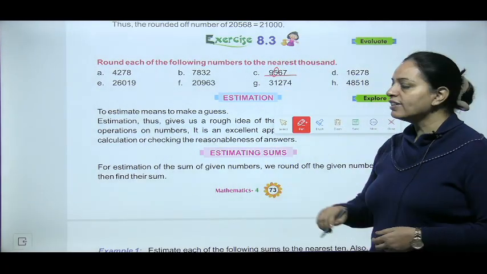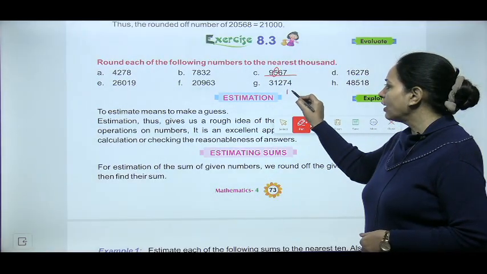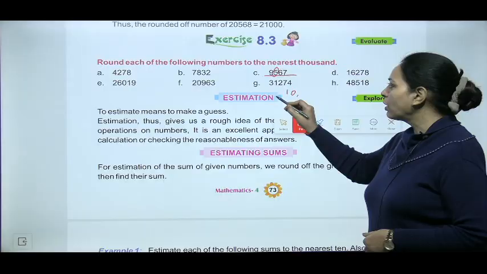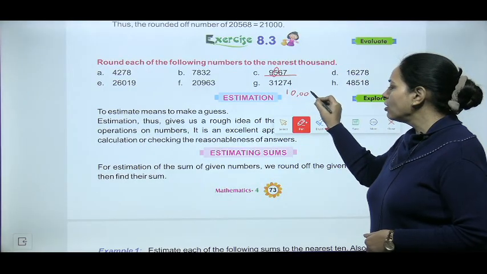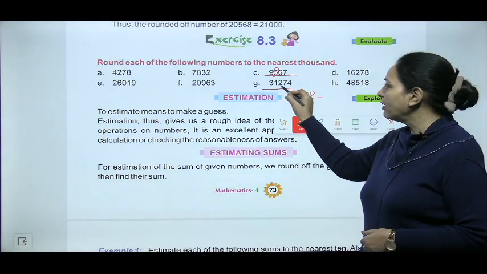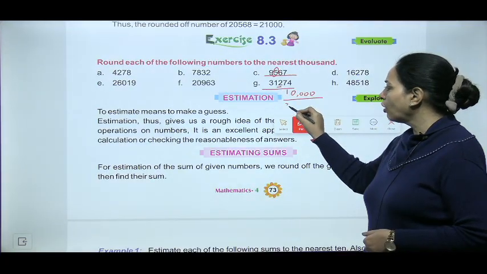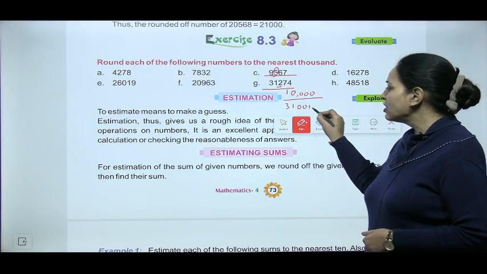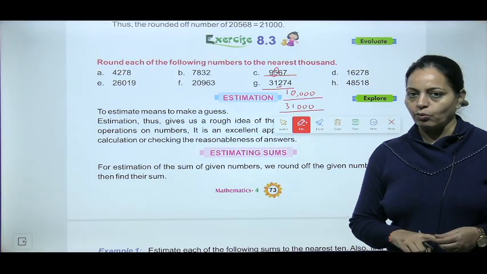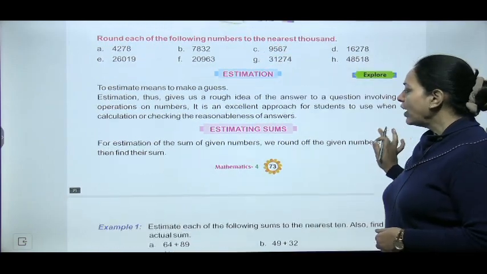9567. So 100 digit is 5 equal to 5. So change 1000 digit, increase it by 1. So this becomes 10 and rest 0, 0, 10,000. Now G part, see 100 digit, which is 2 less than 5. So there is no change in 1000 digit and the rest digit 0, 0, 0. 31,000 is the answer.